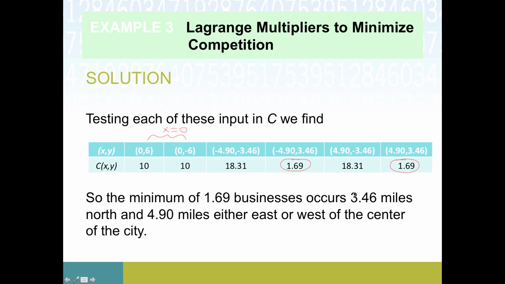And here's our interpretation, 3.46 miles north. So if we're looking at our little circle again, I'll try and most likely fail to draw a convincing circle freehand, but here is some semblance of that. 3.46 miles north, and then 4.9 miles either east or west of the center of the city. So these 2 spots correspond to where competition would be smallest. This would be good neighborhoods for this business person to go hawk his wares.